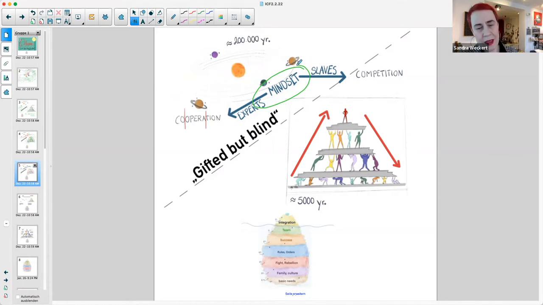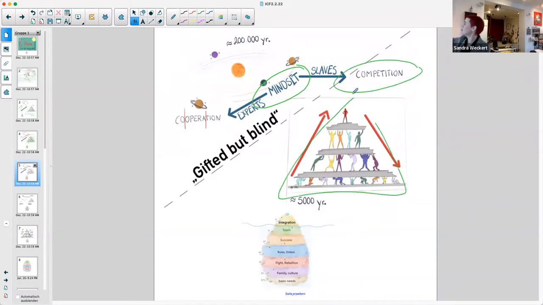In your body, every organ, or every individual in former times, like 100,000 years ago, for instance, in communities of human beings, has the same value. They're all experts for what they do. And on the other hand, here in this pyramid, they're no experts, they're slaves, because the whole structure, the whole social infrastructure is based on competition.